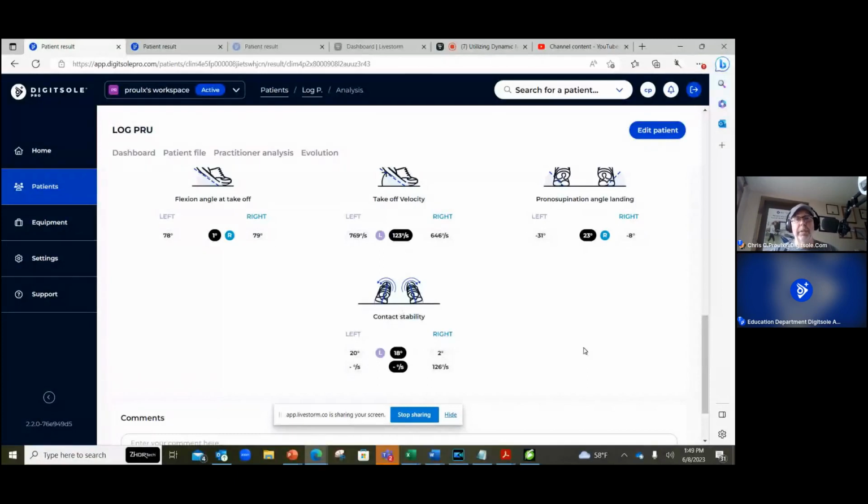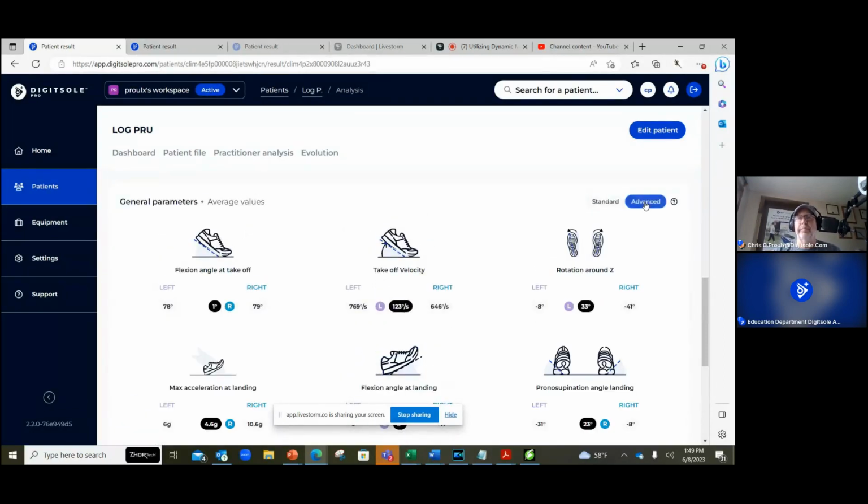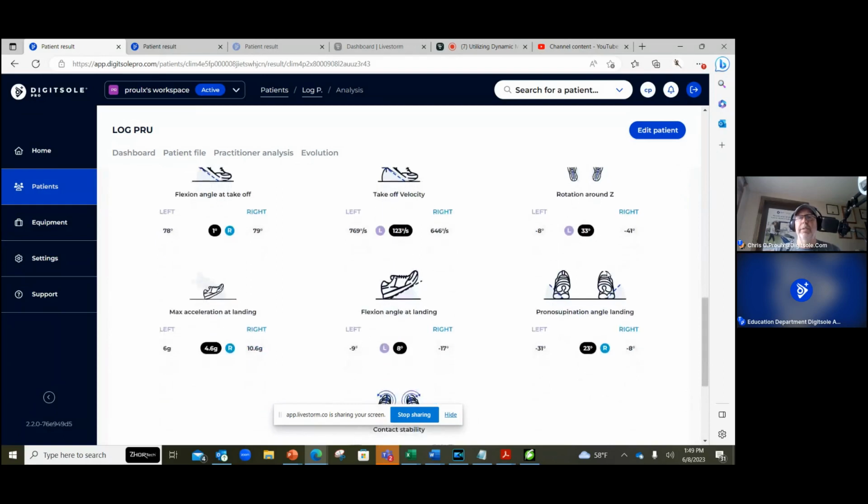His contact stability, we see he transitioned a positive 20 degrees. So he went from negative 31 to negative 11. So he was still in that heel inversion position and he just never completely got to it. That's why this is actually missing. Let's look at the advanced rotation around that Z axis. Lots of internal on that right foot, on that left foot, basically neutral, right?